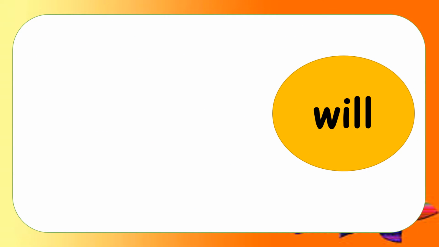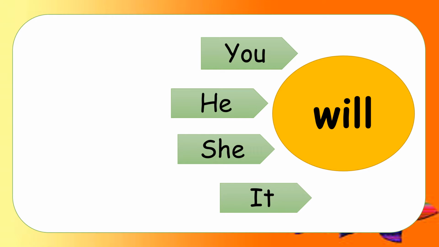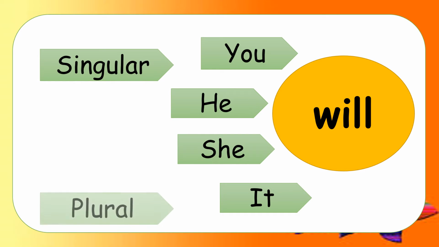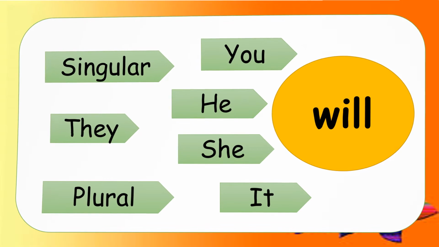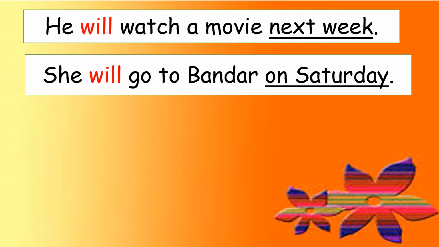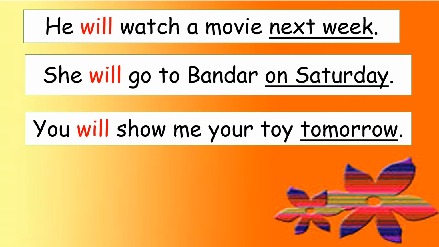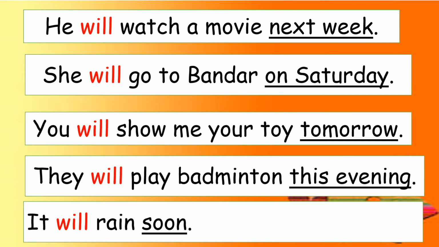Will is used for sentences that begin with you, he, she, it, singular nouns, plural nouns, and they. Let us analyze the following sentences. He will watch a movie next week. She will go to Bandar on Saturday. You will show me your toy tomorrow. They will play badminton this evening.